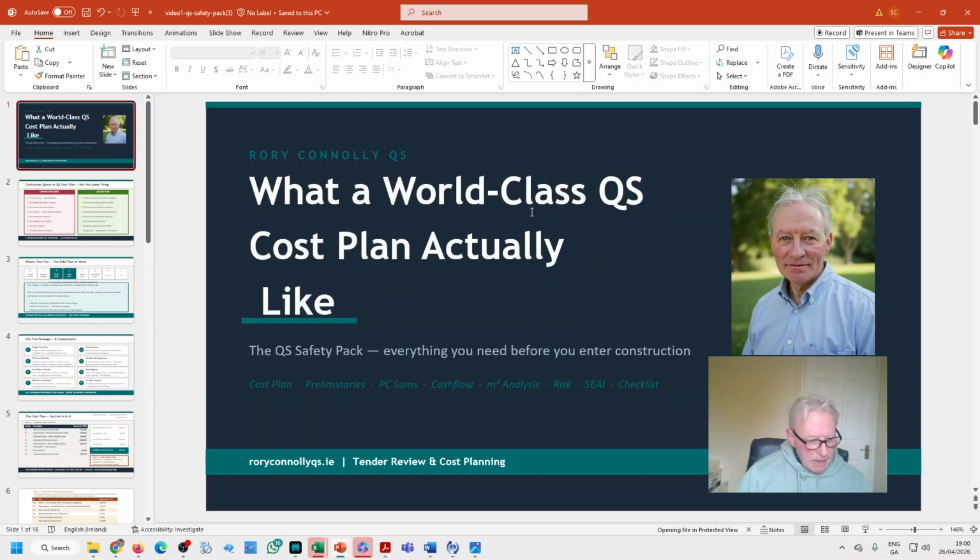So what does a good cost plan actually look like? What do you get? Hugely important. It's very easy to measure up a building and put a rate on it and produce a cost plan. That's the bottom line.